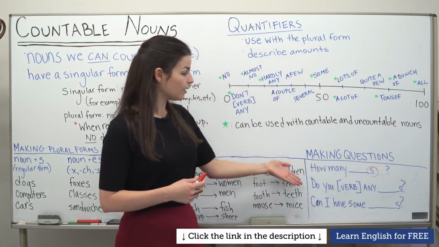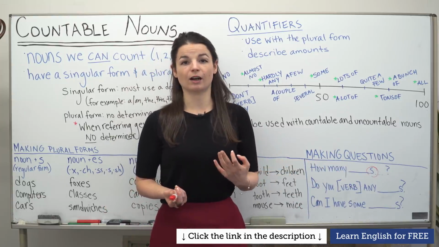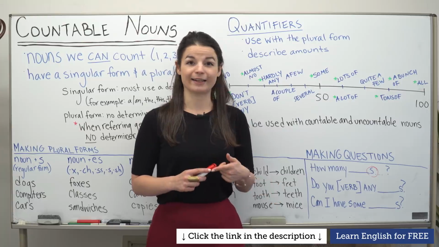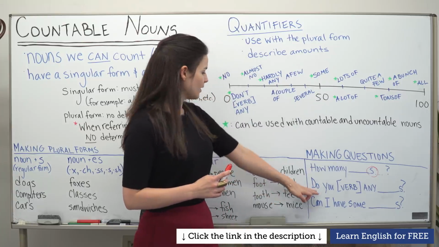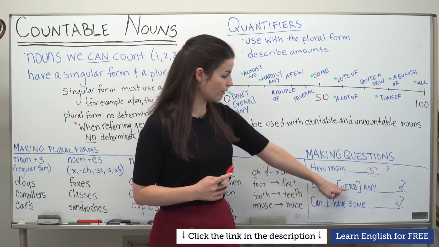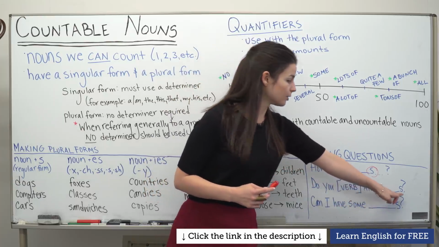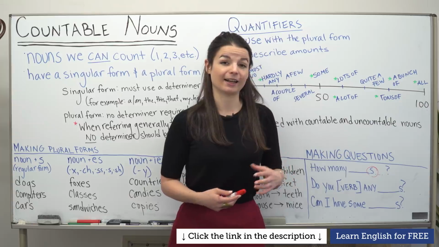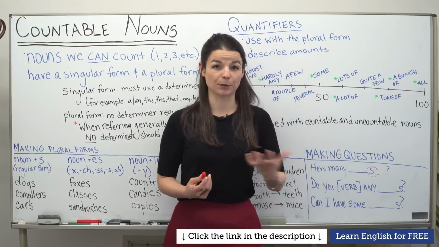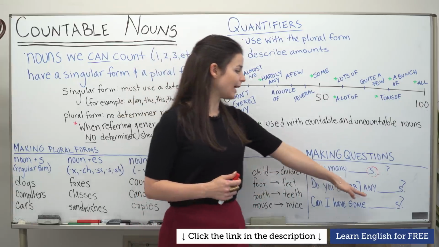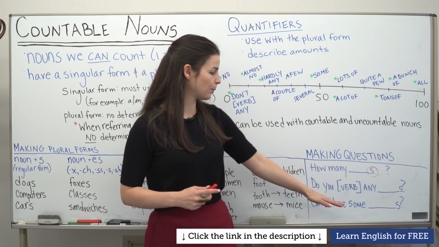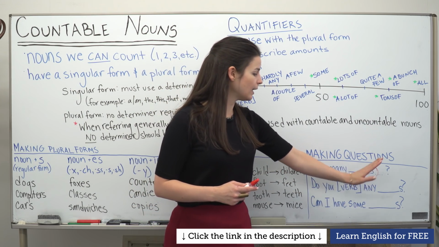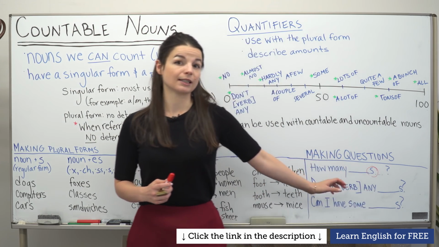Okay, a couple of other examples. Maybe you've seen our other YouTube videos about any and some. So here I have an example: do you verb any plural form? So here, again, there's that S sound. If your noun ends in an S, make it very, very clear when you pronounce it. So do you have any pets, for example? Or do you need any strawberries, for example?